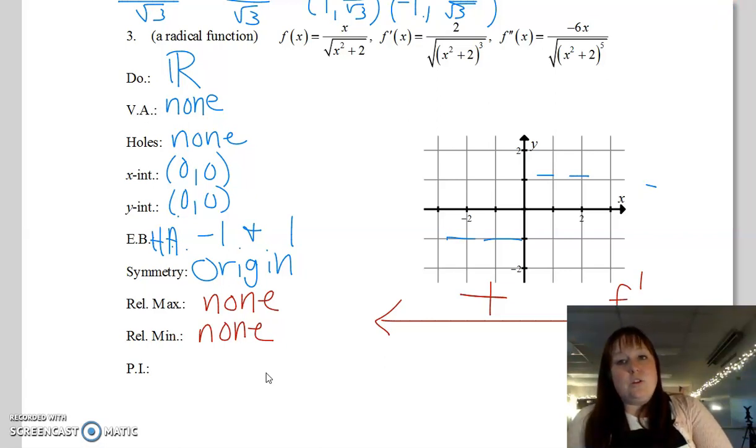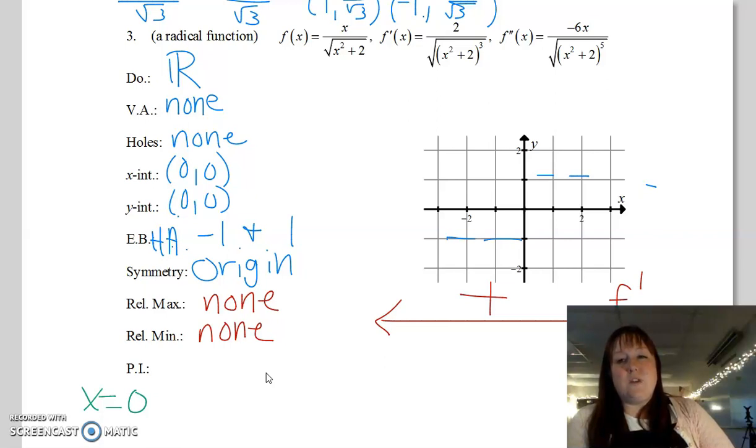So the derivative is positive, which means this is always increasing. And then we're going to look for our possible inflection points, our PIPs. Those are going to be when the second derivative is equal to 0 or undefined. In this case, our second derivative could be 0. When x equals 0, our second derivative is equal to 0.